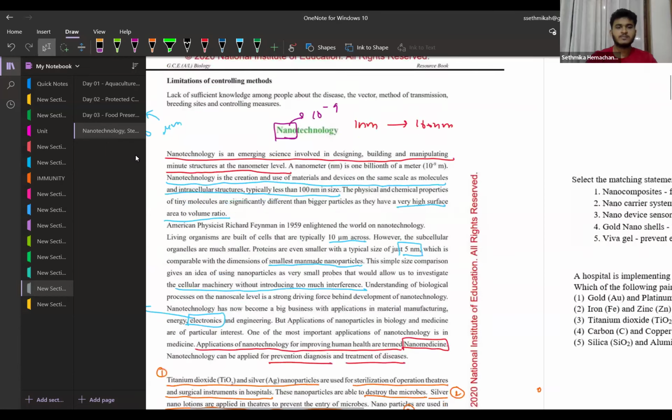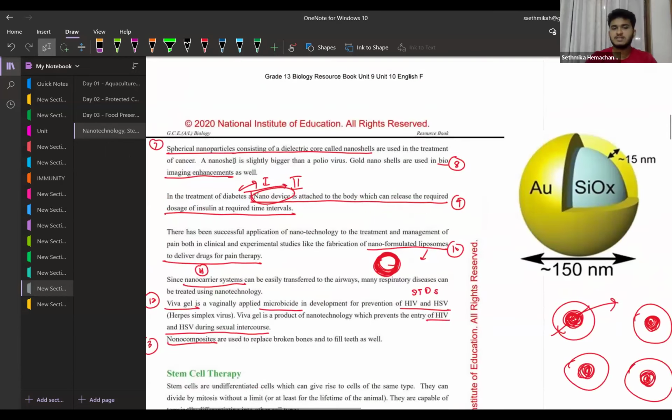So what are nanoshells? Spherical nanoparticles consisting of a dielectric core are called nanoshells, and the two uses are treatment of cancer and bioimaging enhancements.